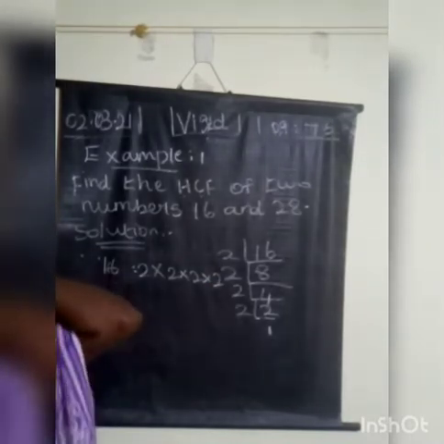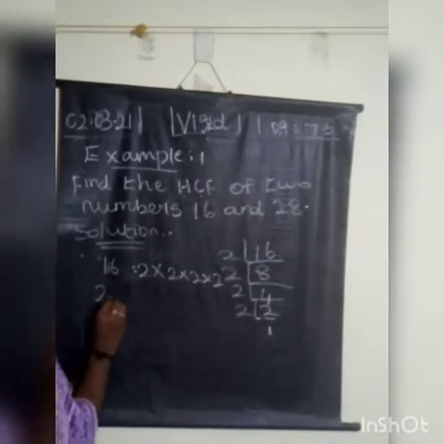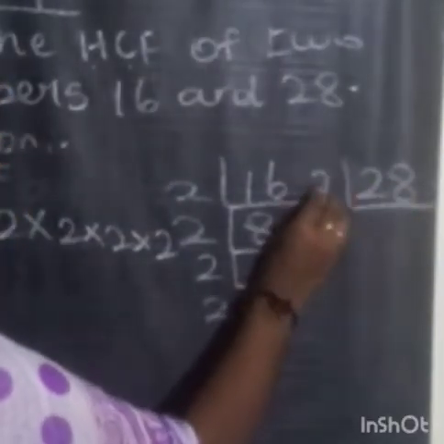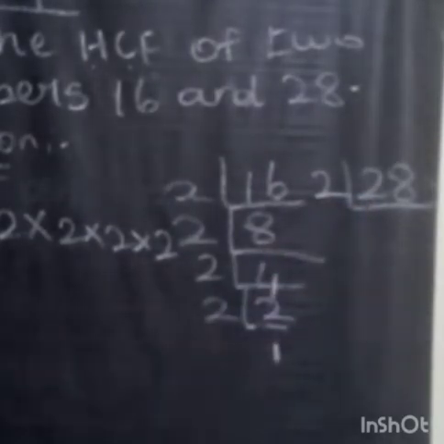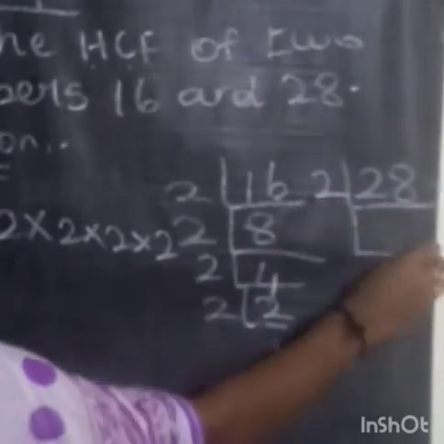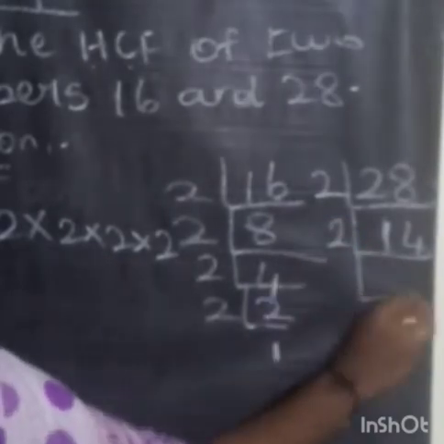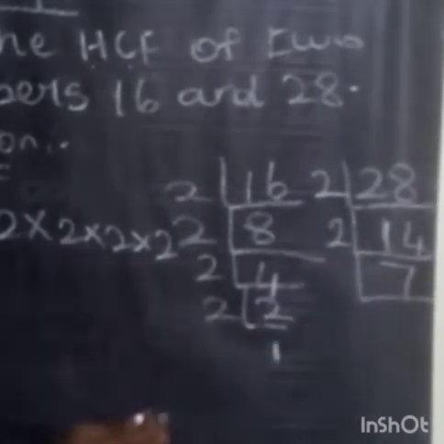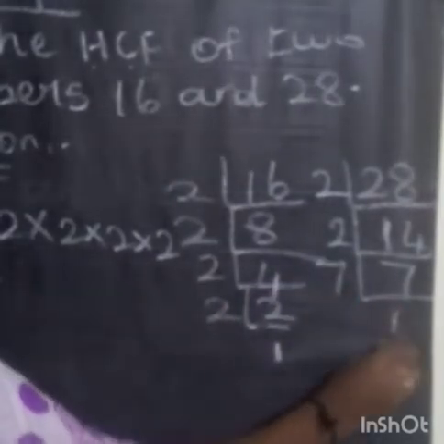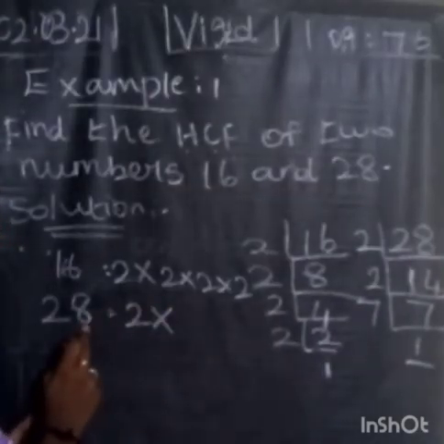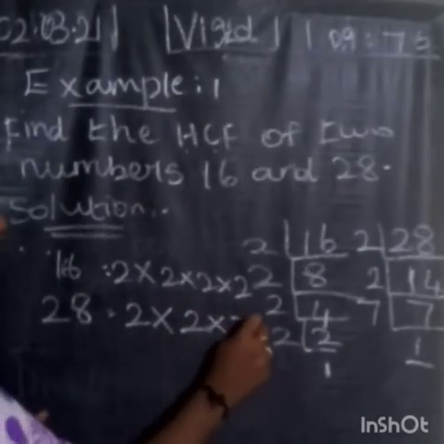Then we have to find the prime factorization of 28. 28 is also an even number, so we divide by 2. 28 divided by 2 is 14. 14 divided by 2 is 7. Here 7 is a prime number, divisible by itself. So the prime factorization of 28 equals 2 into 2 into 7.